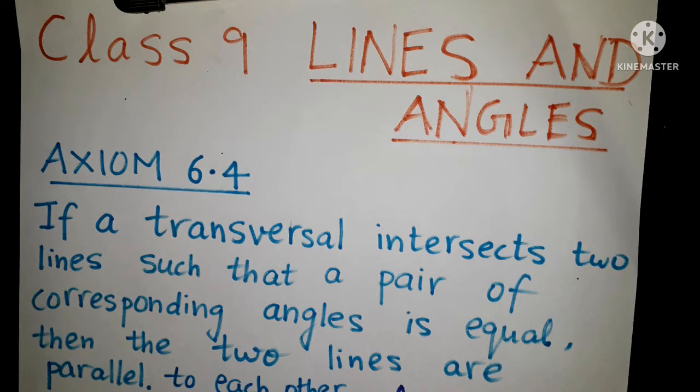Today we will learn about Axiom 6.4 from the lesson Lines and Angles. This axiom is also called the converse of corresponding angles axiom. It is just the reverse of Axiom 6.3.